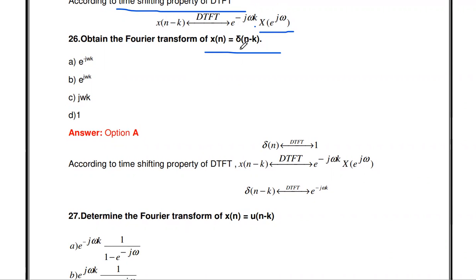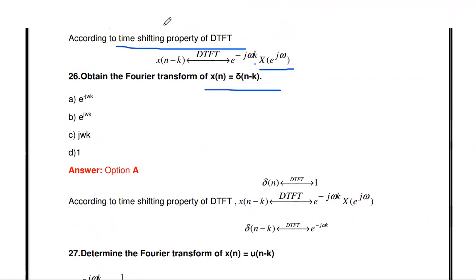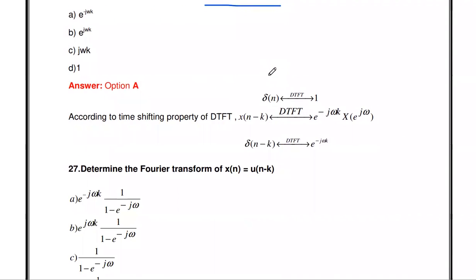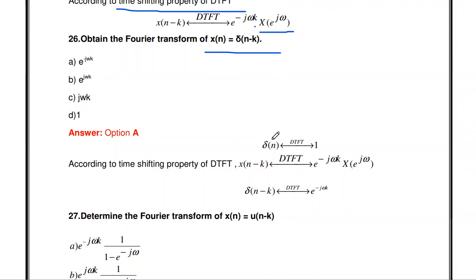Obtain the Fourier transform of x of n equal to del of n minus k. So it is a shifted impulse. In order to find the Fourier transform of the shifted impulse, we have to use the above time shifting property. For this del of n minus k, which one is the base signal? Del of n. Already you know the DTFT for del of n is 1. According to this shifting property, how much is this signal shifted? k times. So for del of n minus k, the DTFT answer is 1 into e power minus j omega k. So the answer is e power minus j omega k.